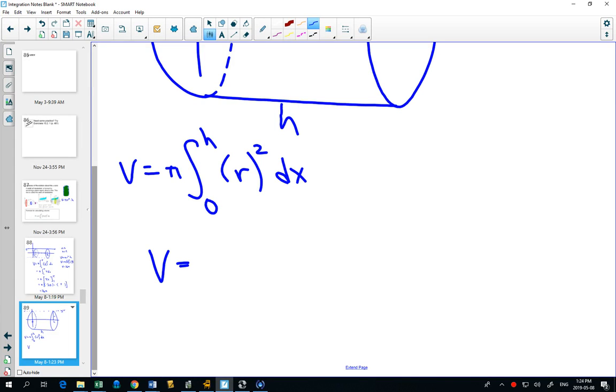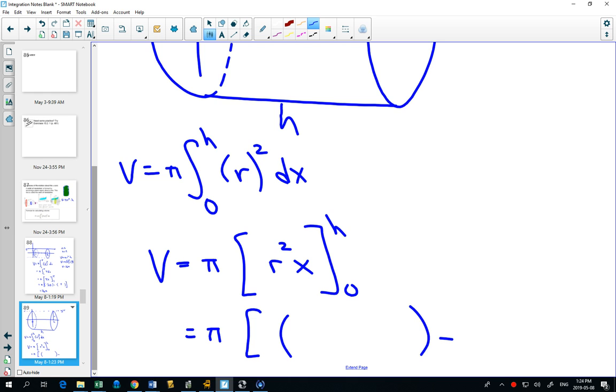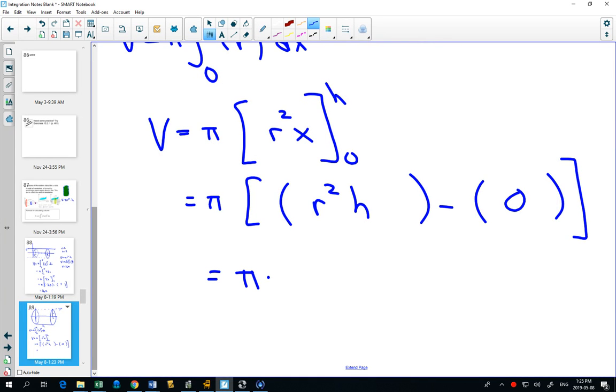I will get pi times radius squared x from 0 to h. Well, if I plug in h, I get r squared h. If I plug in 0, I get minus 0. If I simplify this, I get the formula.